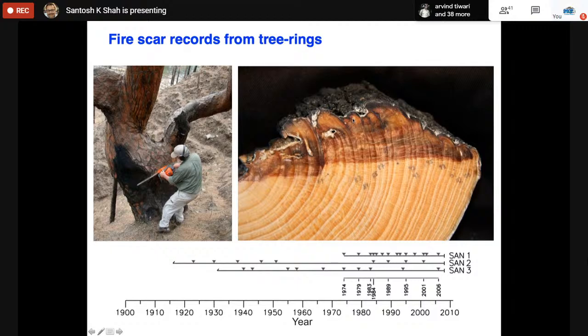When a fire occurs, fire scars form in the tree rings. So if we know the year of this particular ring, then we can say that in that particular year a fire occurred. In this way, we can build a fire history of the area. In India, we don't have natural fires, but in the US, there is a very beautifully recorded forest fire history, and there are many tree-ring studies which deal with the forest fire record.